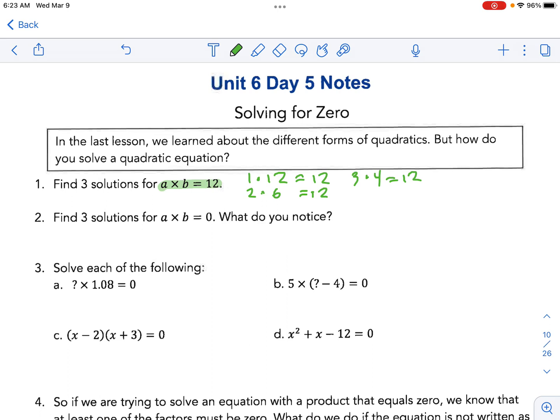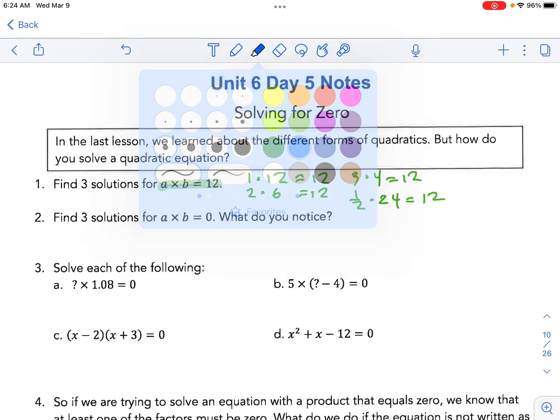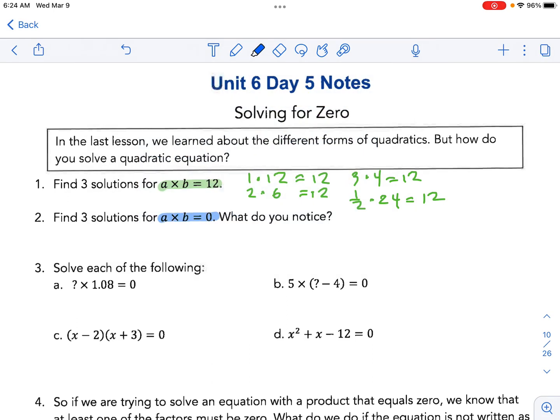In fact, it doesn't even have to be two integers. It could be like 1/2 times 24, right? Half of 24 is, hey, 12. So we have infinitely many possibilities here. We could have -3 times -4, and that could go on. But something really unique happens when we multiply two things together and it equals 0.